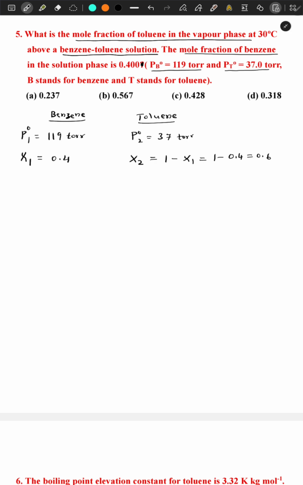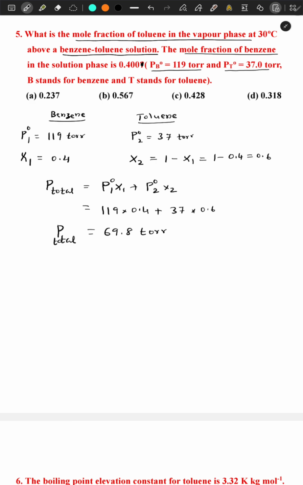So after knowing these two things, you can easily find P total using Raoult's law. P total means vapor pressure of what? Solution. So what is the formula? P naught 1 Chi1 plus P naught 2 Chi2. Now you substitute all the values. That is 119 into 0.4 plus 37 into 0.6. So you will get 69.8 torr. So this is the total vapor pressure of the mixture.